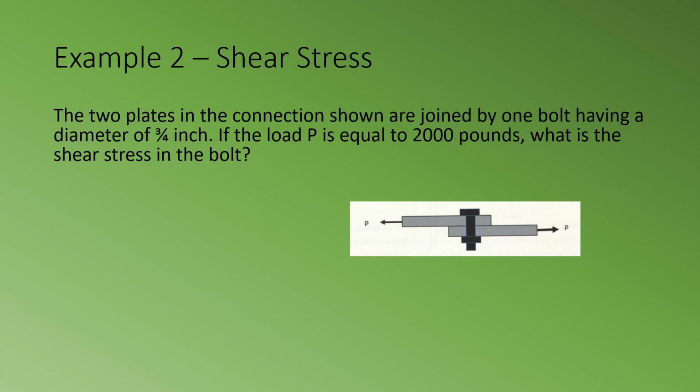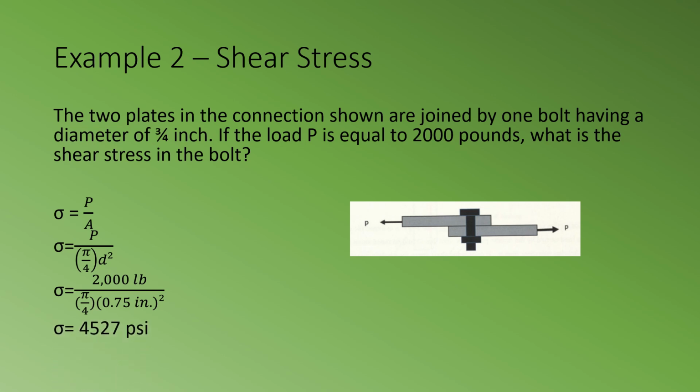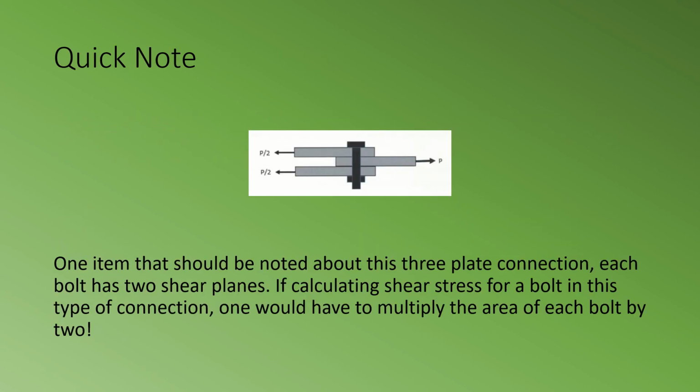So we will use the simple stress formula again, where sigma equals P over A, and then again for the area of a cable, it is pi over 4 times the diameter squared. When we plug everything in, 2,000 pounds divided by pi over 4 times 3/4 of an inch squared equals out to 4,527 psi.